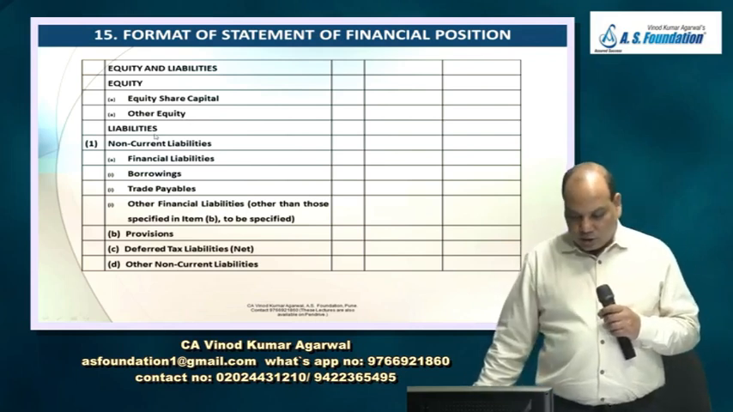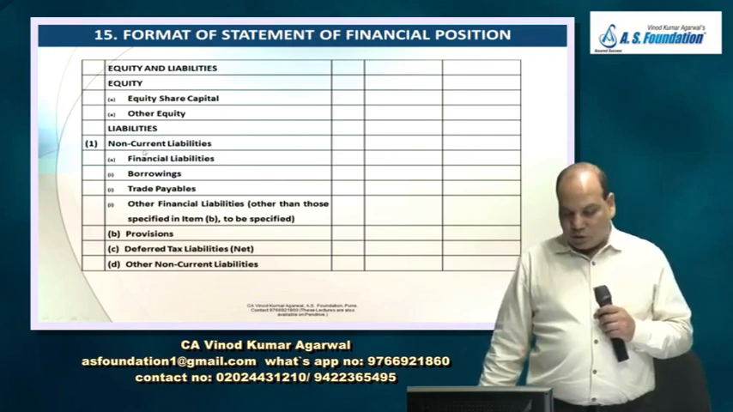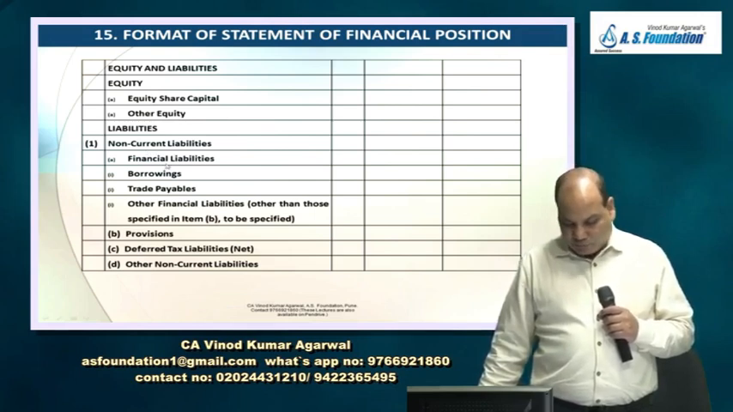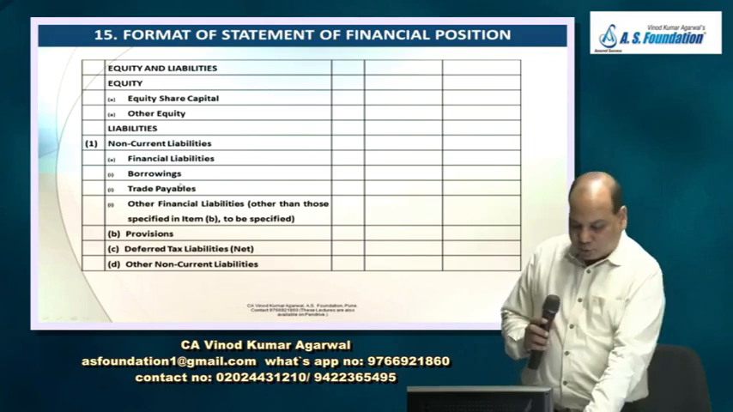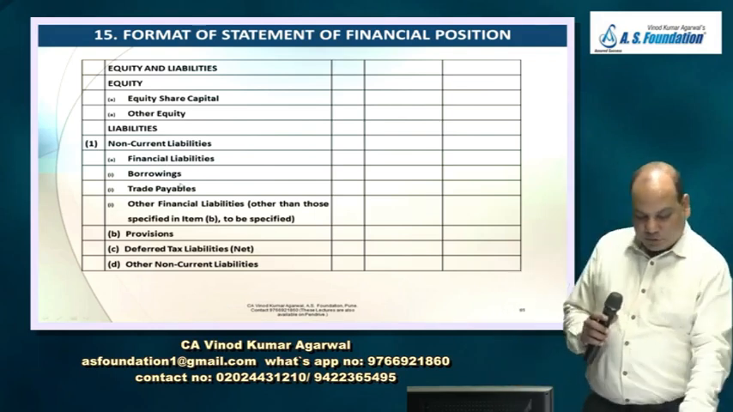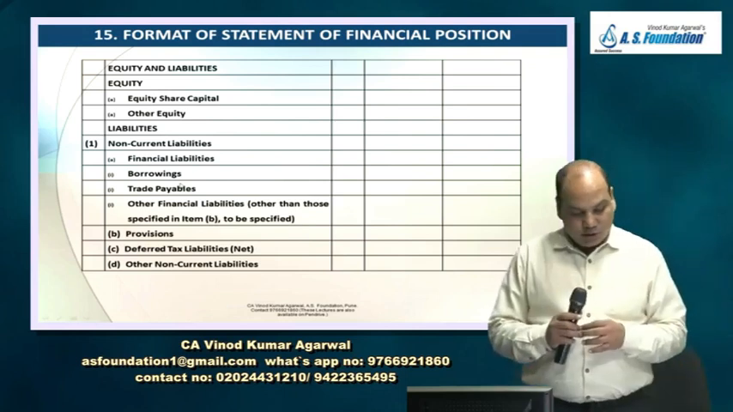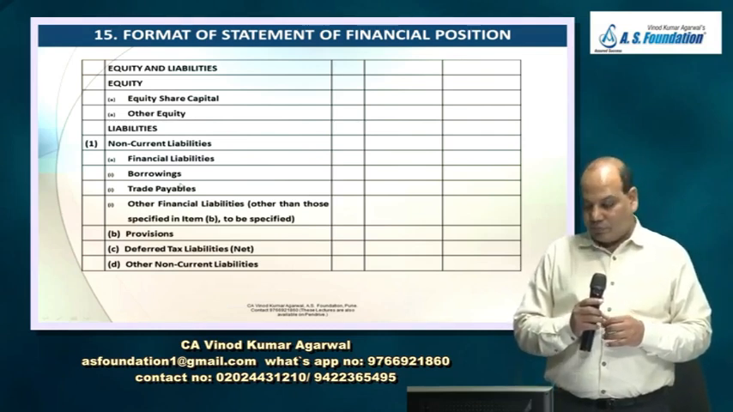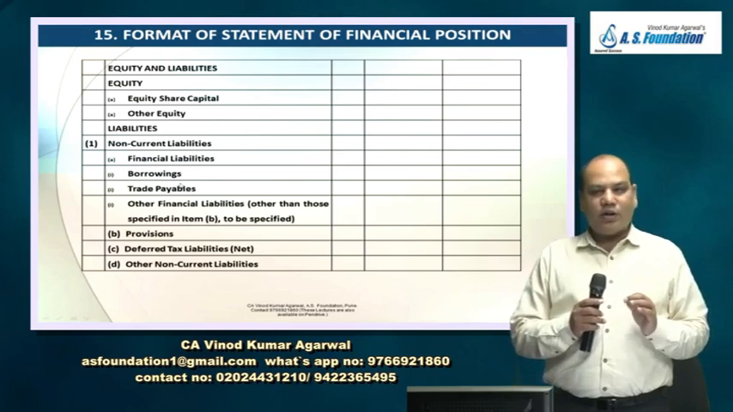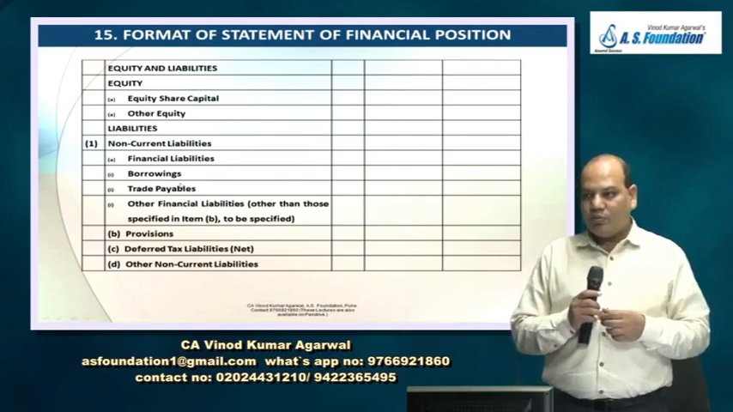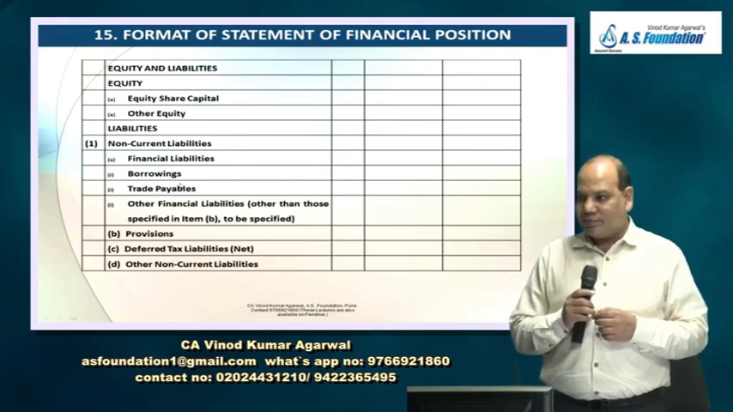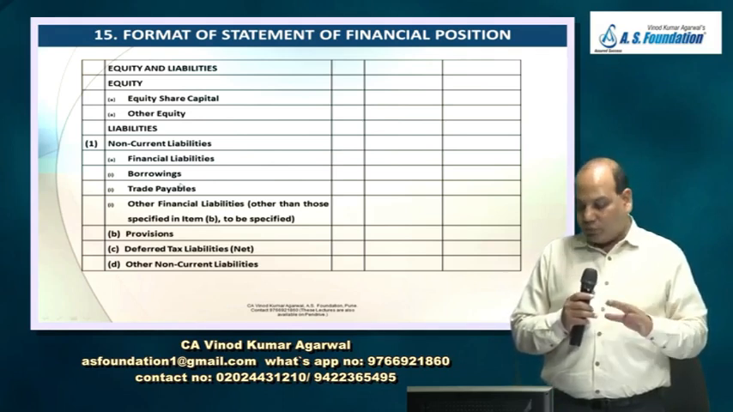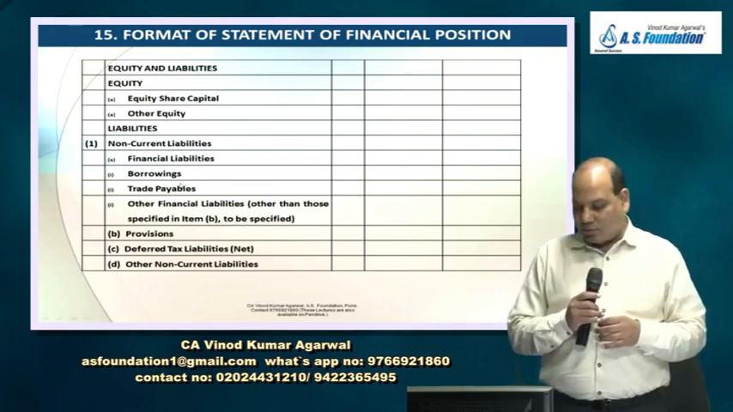Liabilities. Liabilities you divide into non-current liabilities and current liabilities. Okay, non-current liabilities will be financial liabilities. Under financial liabilities, you will have borrowing, trade payable, other financial liabilities, and then we have provisions, and before that deferred tax liabilities. Already discussed, deferred tax liability and deferred tax asset will always be shown in the non-current section, not in the current section. Why, we will discuss in the respective standard.